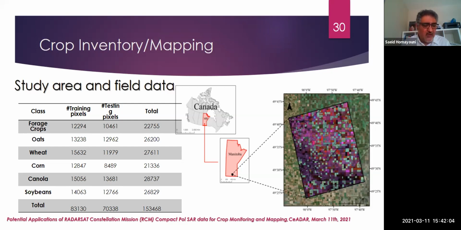And you can see we covered the main crops in that region, like forage, oats, wheat, corn, canola, soybean, and there are some still not really large in terms of number of fields, but still various crop types like sunflowers and legumes sometimes.